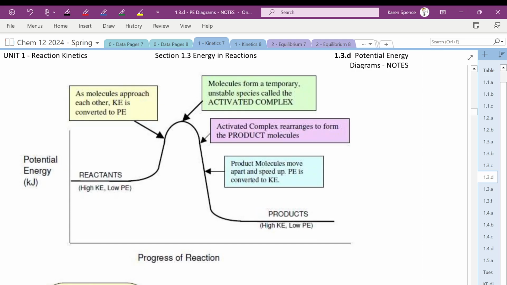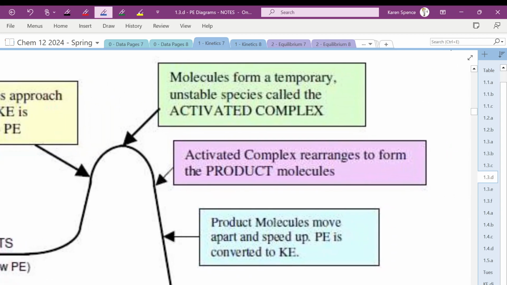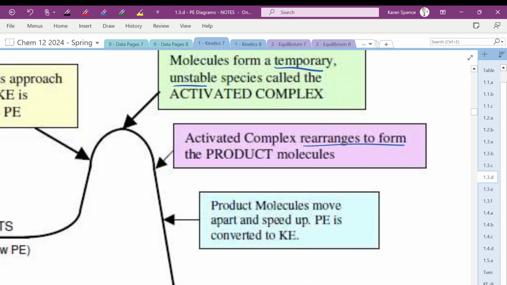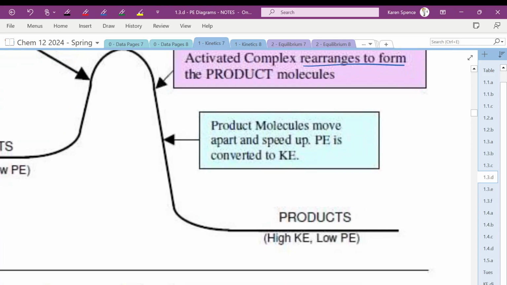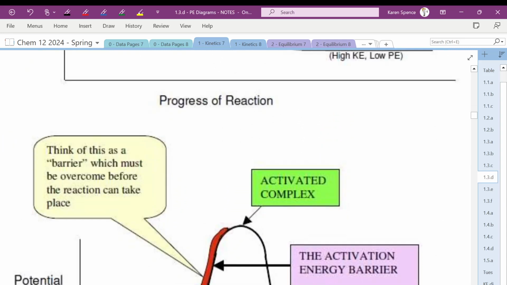that other diagram. This is a little bit cleaner, right? As the molecules approach each other, the kinetic energy is converted to potential energy. We form that temporary unstable species called the activated complex. The activated complex rearranges to form product molecules, and the product molecules move apart and speed up. Potential energy is converted to kinetic energy. So that's a lovely little summary without all of my drawing all over it.